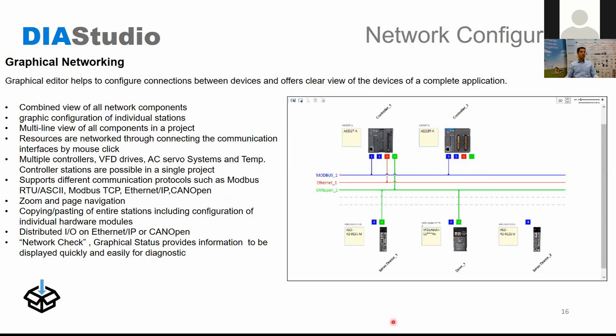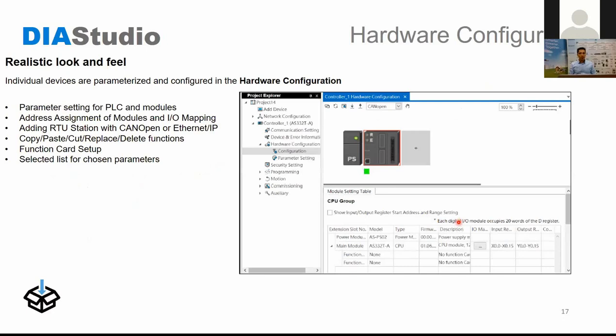But here in the network configuration, you can see all the products on one page, and you can see all the protocols with different colors. And when you click the communication protocol, you can directly go to the dedicated page to adjust all the settings regarding the communication. Okay, so I will show it to you. How does it work? Hardware configuration.